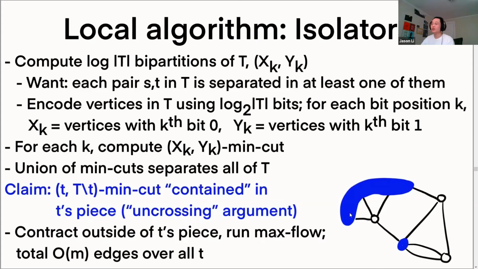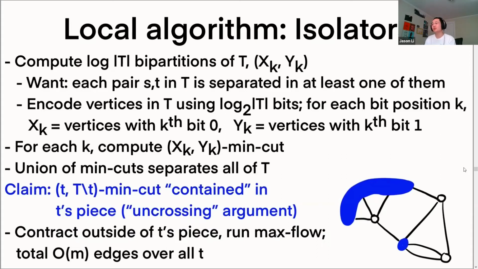And now here, the key observation is that the sum of all the max flow instances over all T is O of M. The sum of the sizes of all the instances is O of M. And that's because every edge in the graph can belong to at most two components. Right? If the edge neighbors two different pieces, then it's counted twice. If the edge is inside a single piece, then it's counted once. So the point is, the total sum of the sizes of the max flow instances is O of M.